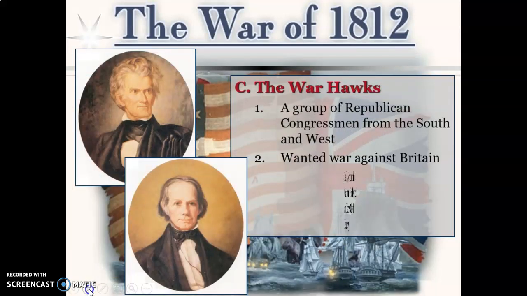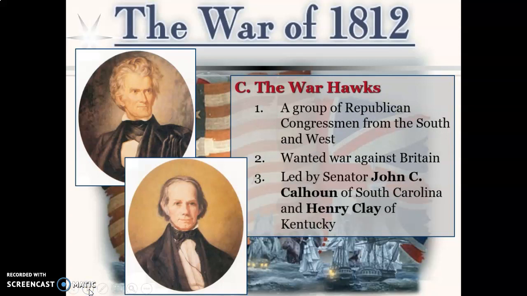The next cause of the war you need to know about is the War Hawks. It's a group of Republican congressmen from the South and West led by John C. Calhoun of South Carolina in the South and Henry Clay from Kentucky in the West. Both of these gentlemen want to go to war. They see that we need to go to war. And keep in mind, they're both on the same side of this issue.